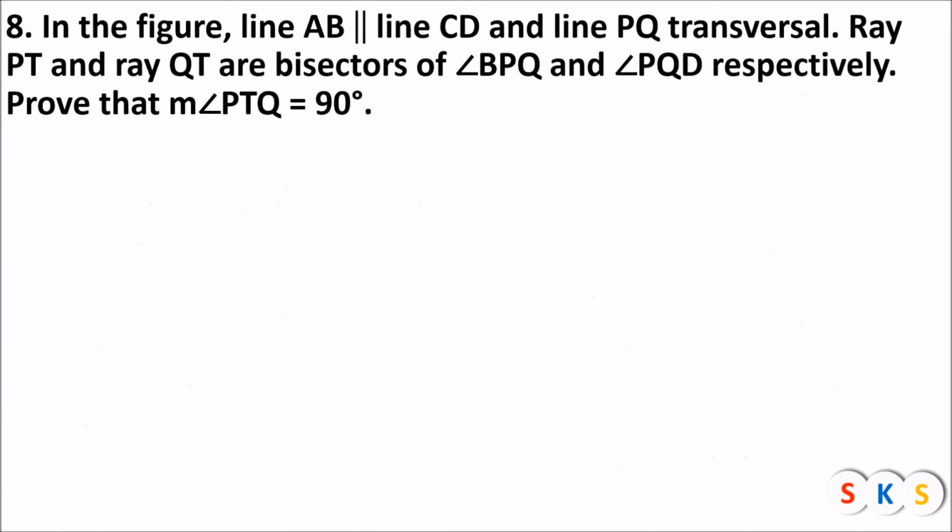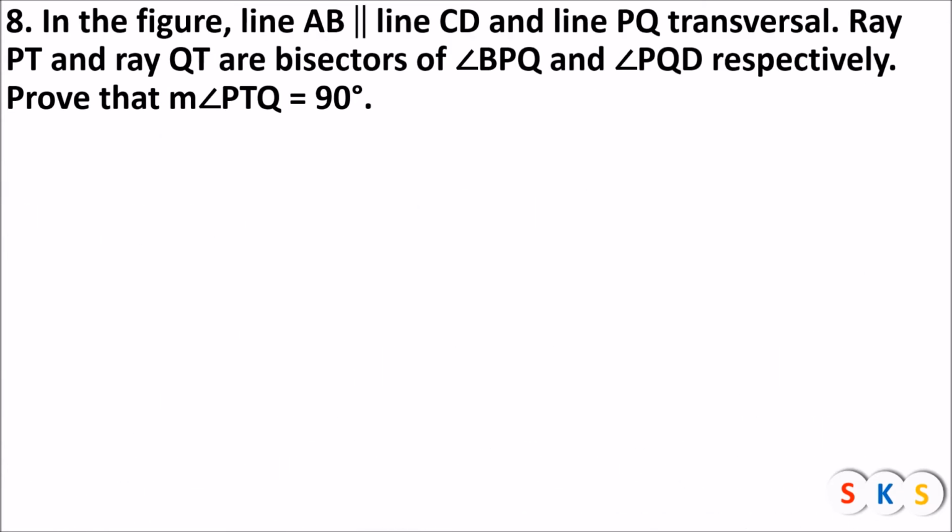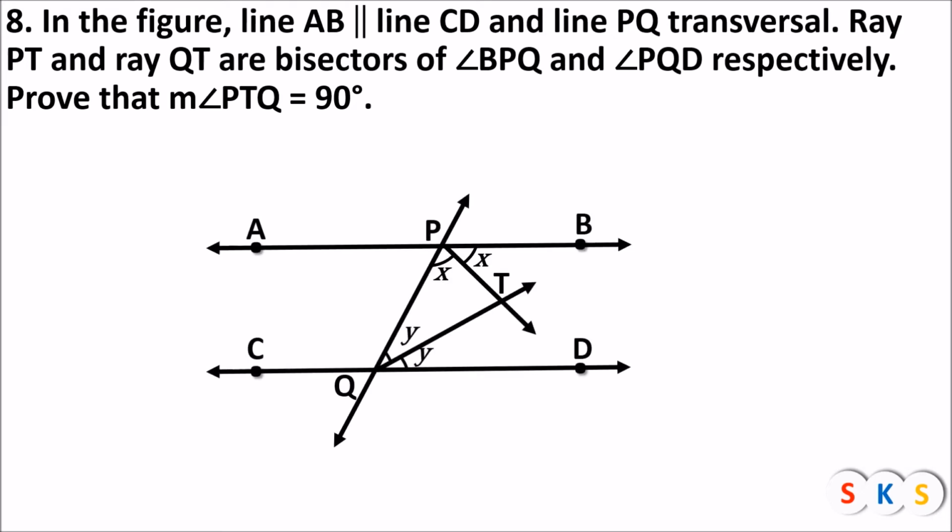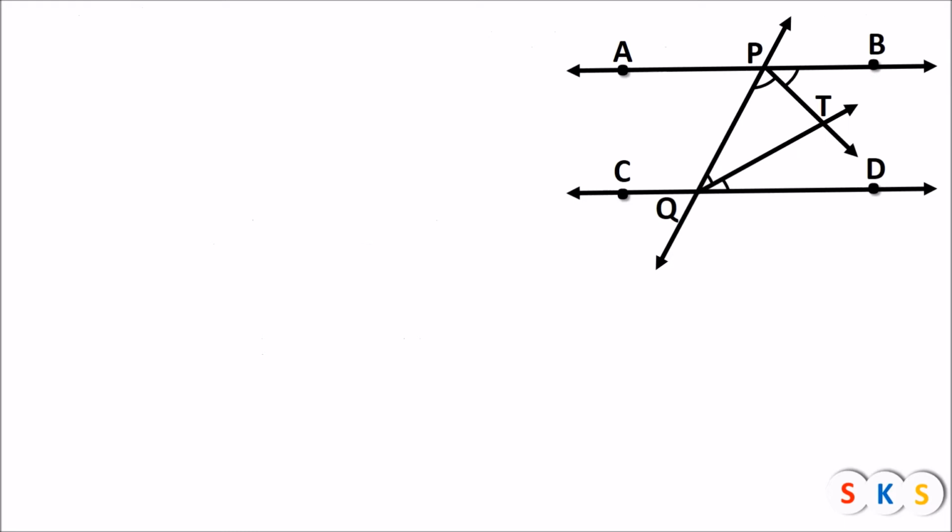Question number 8. In the figure, line AB parallel line CD and line PQ is a transversal. Ray PT and ray QT are bisectors of angle BPQ and angle PQD respectively. Prove that measure angle PTQ equals 90 degree. Proof. Look at this figure. Here ray PT is a bisector of angle BPQ. Therefore angle BPT congruent angle TPQ.